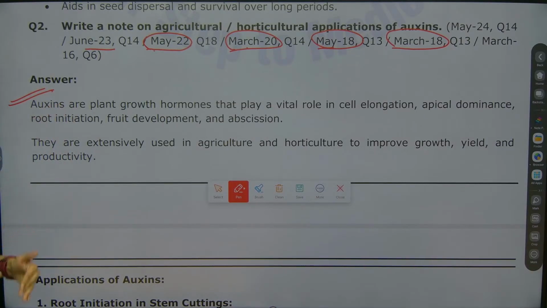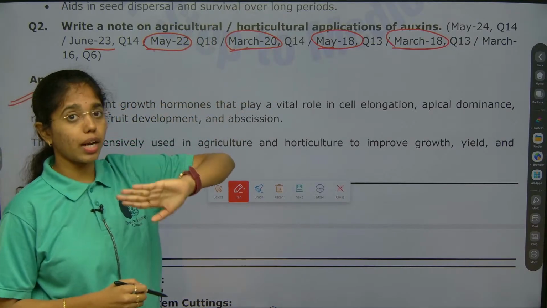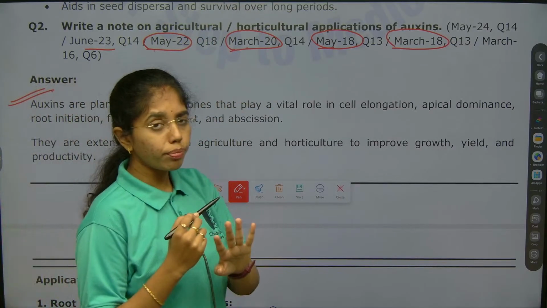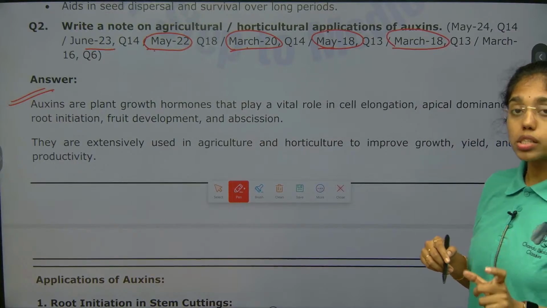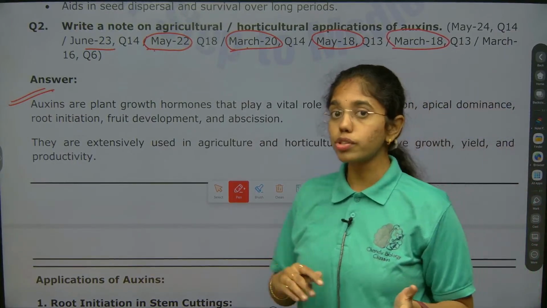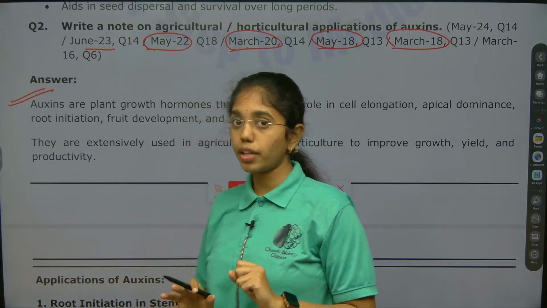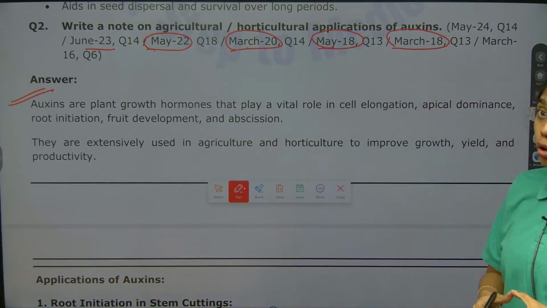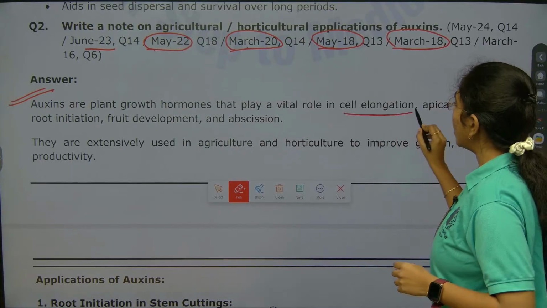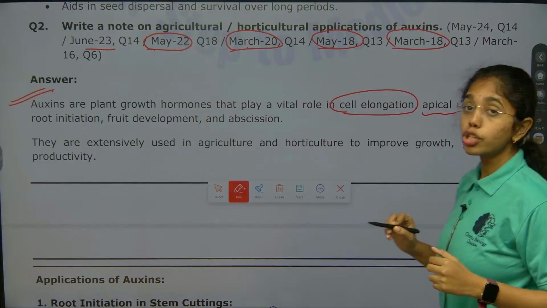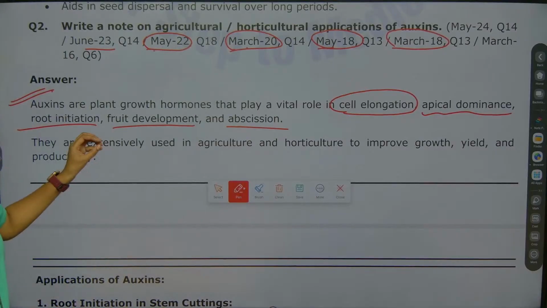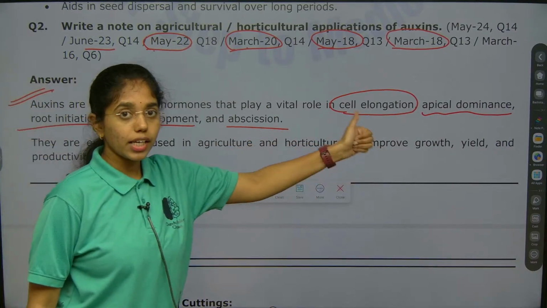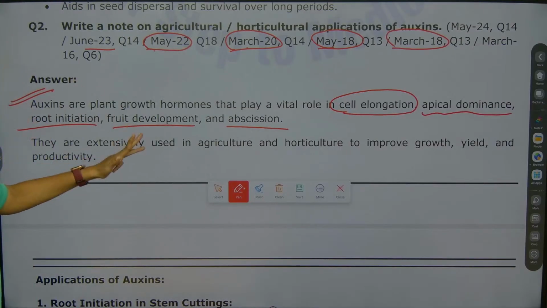How will you give the agricultural and horticultural applications of auxins? You have to present both natural and synthetic auxins here. First, whether auxins come under growth promoting or growth inhibitory hormones, that you have to explain in the foremost point. Auxins are plant growth hormones that play a vital role in cell elongation, apical dominance, root initiation, fruit development and abscission. Remember all the major points.